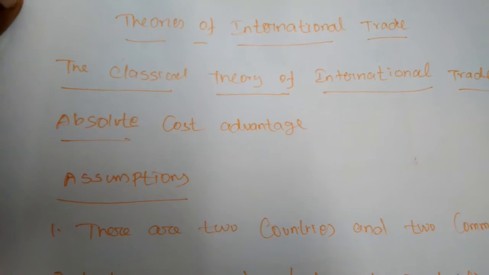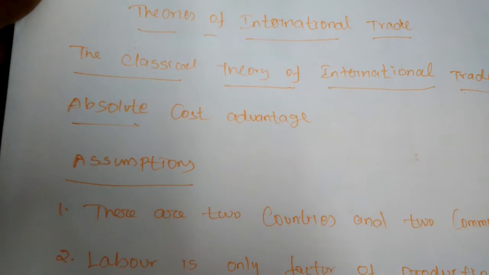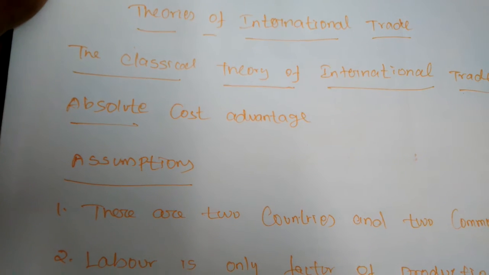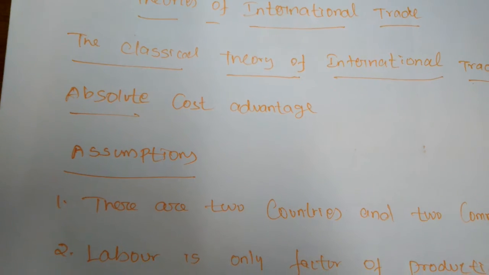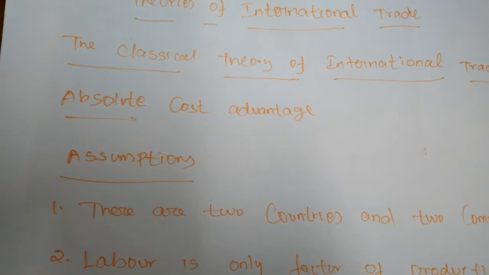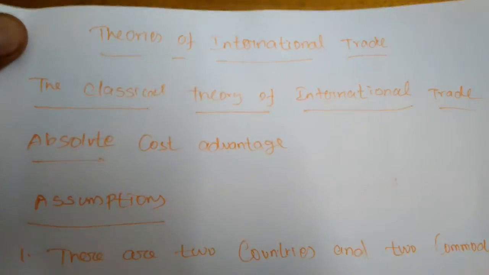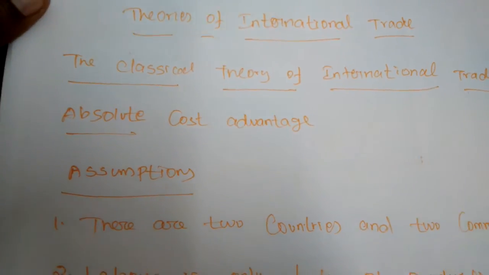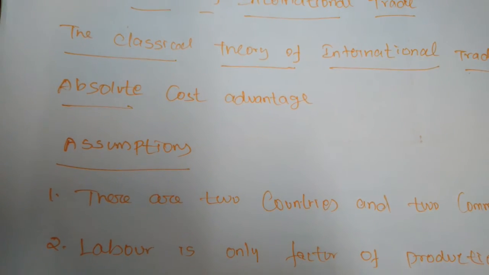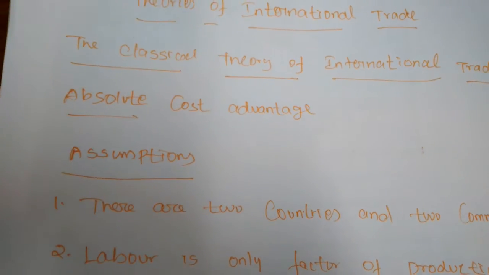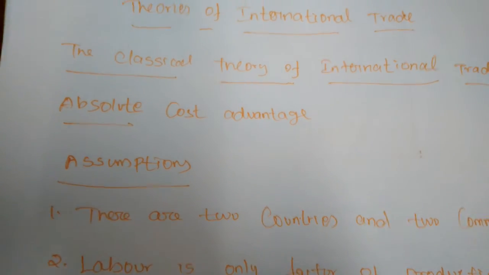Next we will go to the theories of international trade. Many theories exist in international trade: the classical theory, the mercantilism theory, the free trade theories and the refined free trade theories. First is the classical theory of international trade. Even in the classical theory, there are types: the absolute cost advantage and the comparative cost advantage.